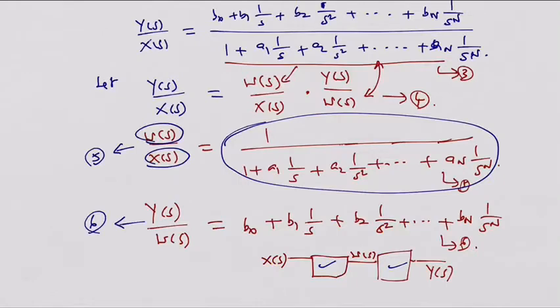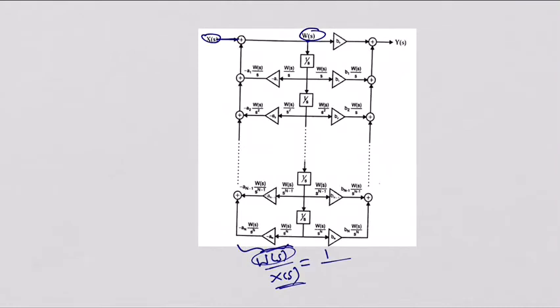Please look at it. 1 divided by 1 plus a1 by s plus a2 by s squared plus, up to an into 1 by s power n. Like that, you see, this is what is shown here. W of s by X of s is the first equation. I'll write it here. It is 1 over 1 plus a1 times 1 by s plus a2 times 1 by s squared, etc.